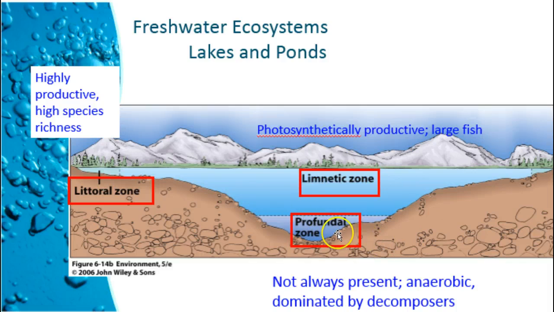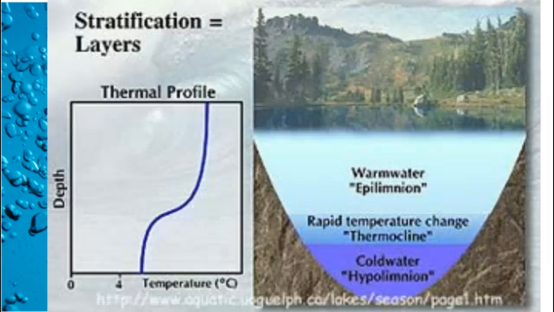And then the profundal zone down the bottom is the very bottom layer that usually does not get any oxygen. So it's anoxic, it's anaerobic, and this is usually dominated by decomposers, things like bacteria that don't need oxygen to survive. Also want you to remember that these lakes or ponds are thermally stratified, and what that means is they have layers of different temperatures that change as you go down in depth, and that's called a thermocline when that happens.